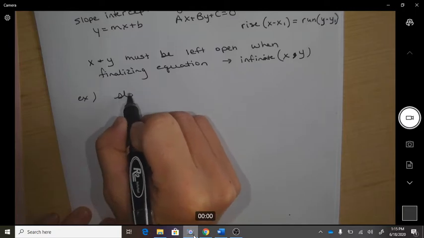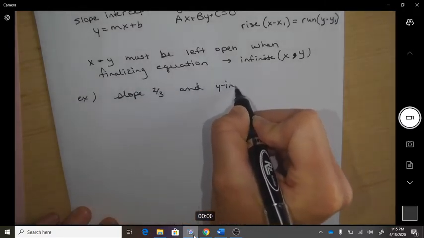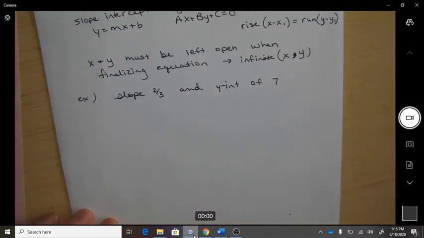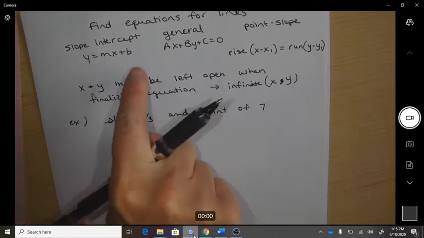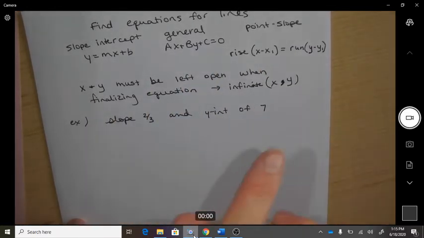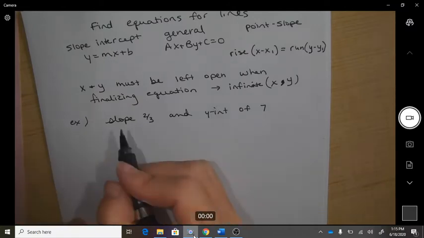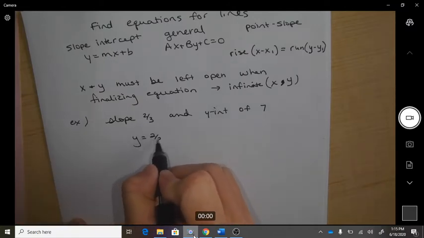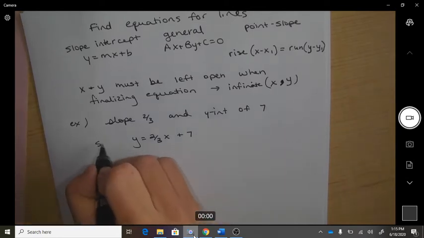that I will give you: the slope is 2/3 and a y-intercept of 7. So if I gave you that information, which of these three methods would you probably pick? I would probably pick slope-intercept because I gave you slope and the intercept. Okay, so if I just ask you for an equation, that would be great. So that's slope-intercept.